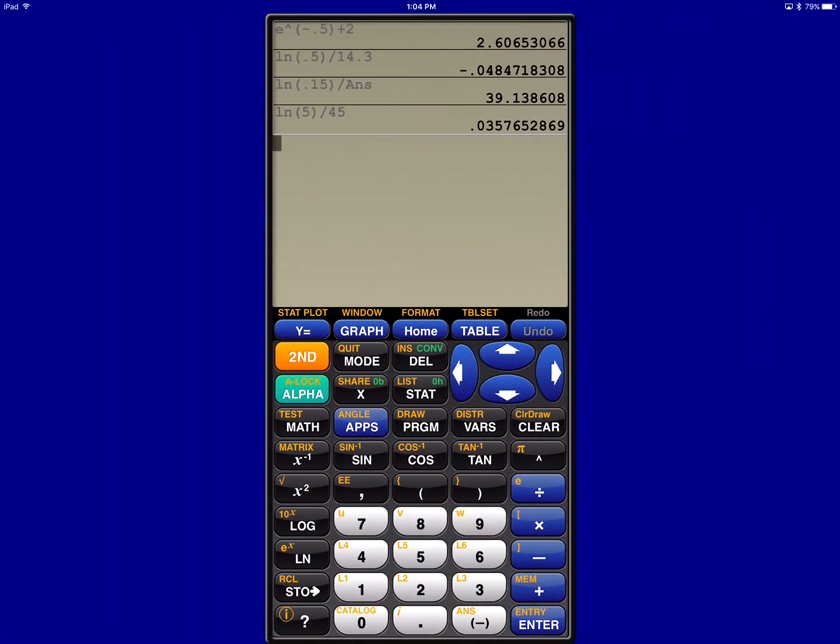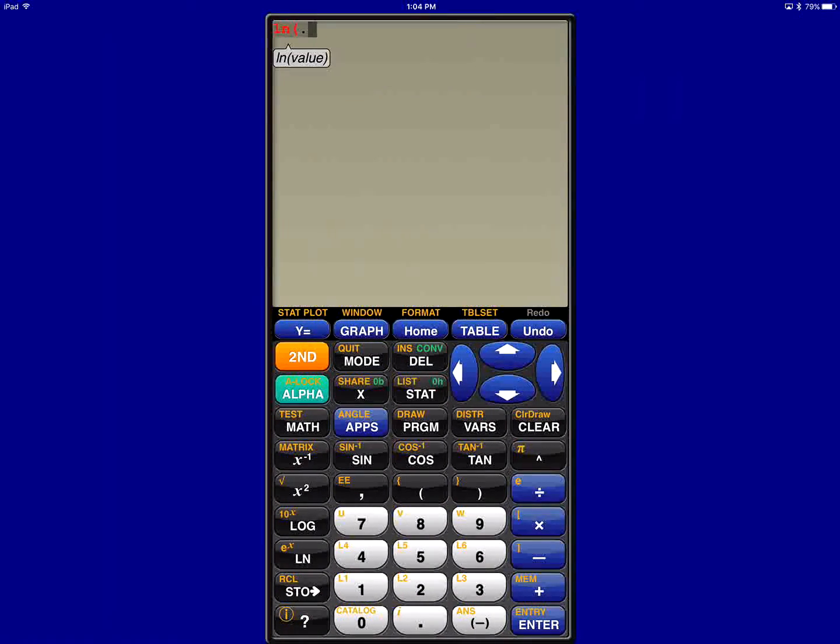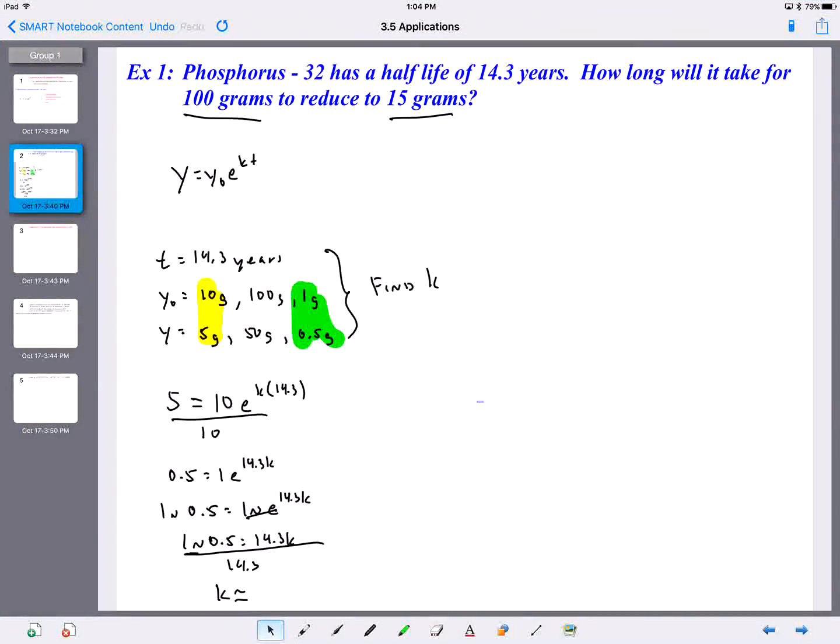So we'll get k is approximately natural log of 0.5 divided by 14.3. Alright, so we're going to approximate this as negative 0.04847, and so on. But we're going to actually leave that value in our calculator, so we don't lose the entire value of k. So I got negative 0.04847, approximately. So now we found the value of k.